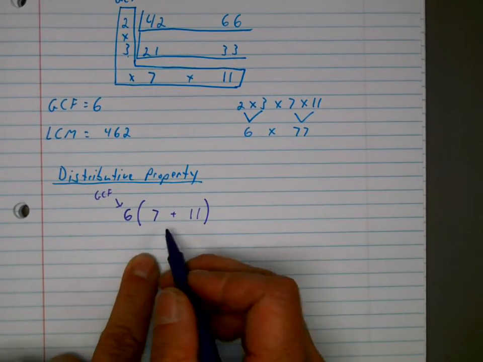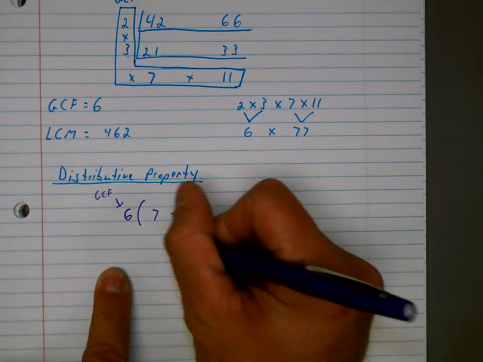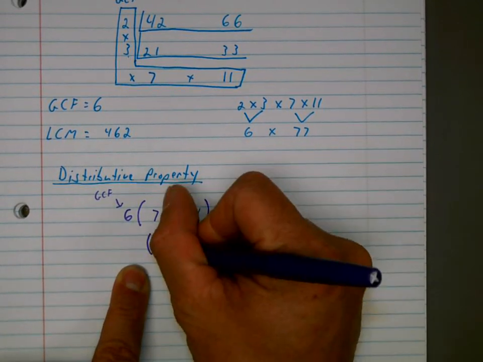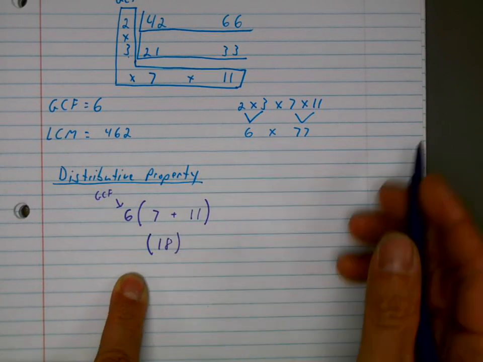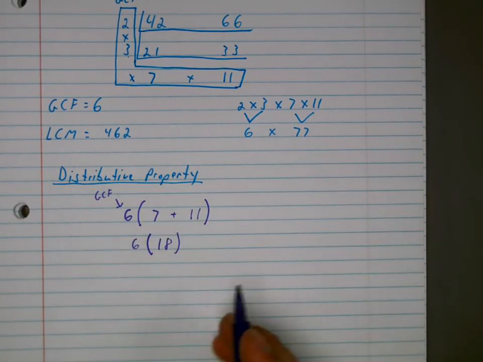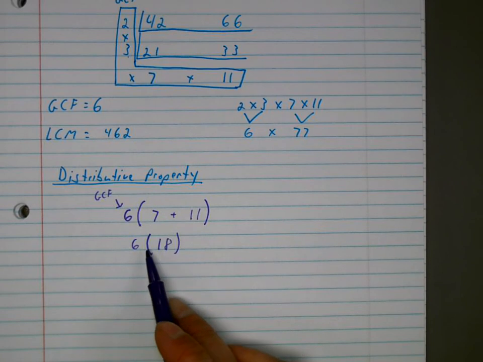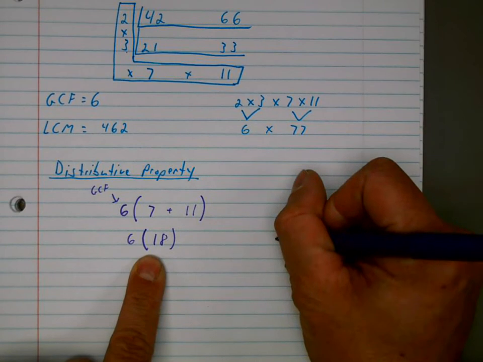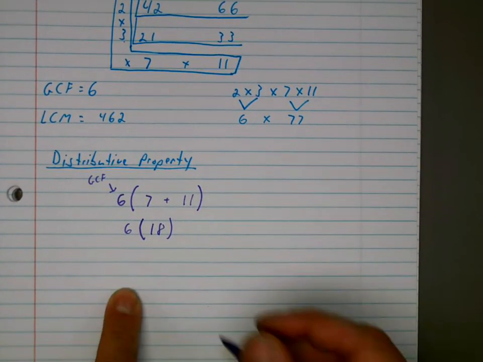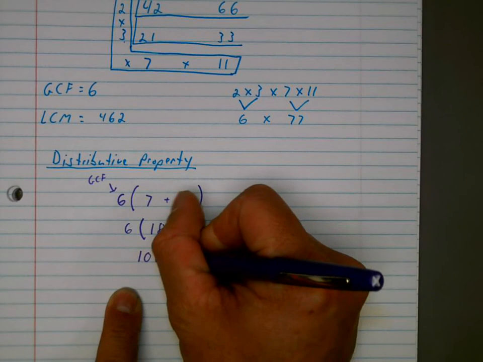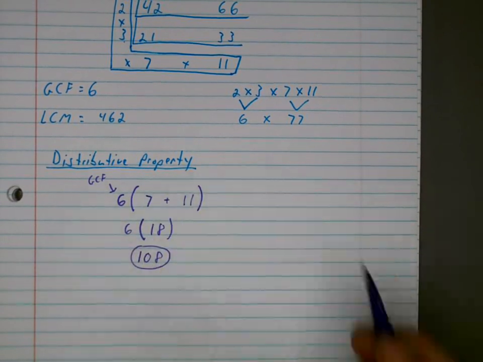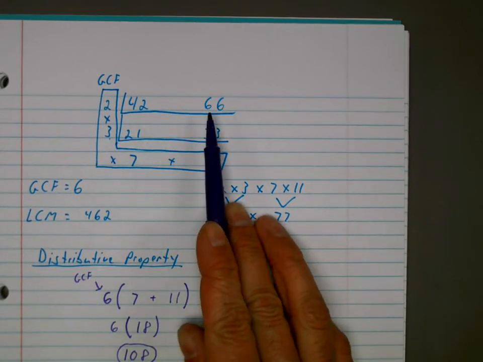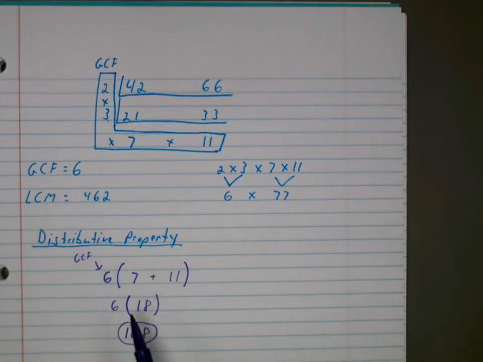Or the other way we can do it is I can add these two numbers together. So what is 7 plus 11? That is 18. And then I'll keep my 6 on the outside. And now I can go ahead and multiply 18 times 6. Again, I would do that on the side, but 18 times 6 would give me 108. So if I were to add together 42 plus 66, that would also give me 108.